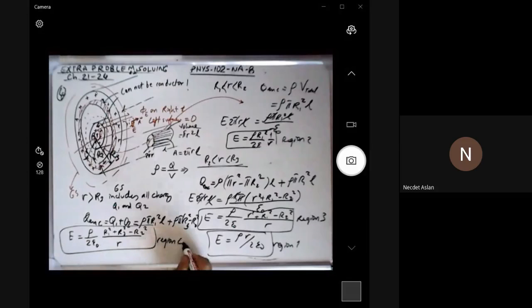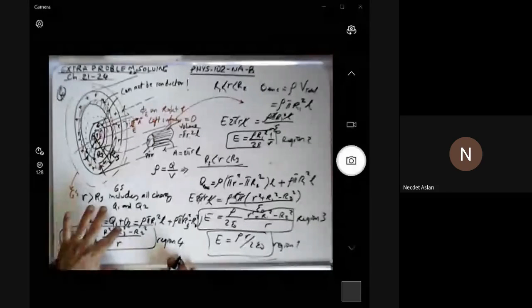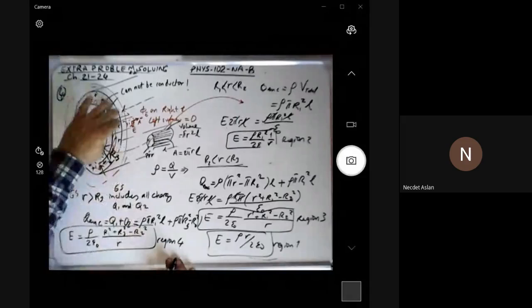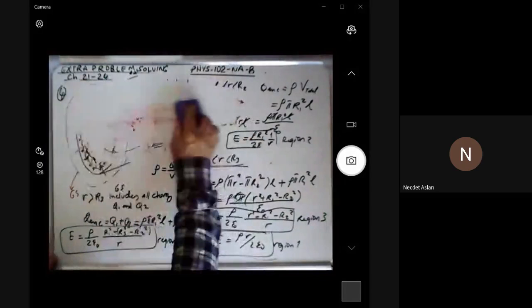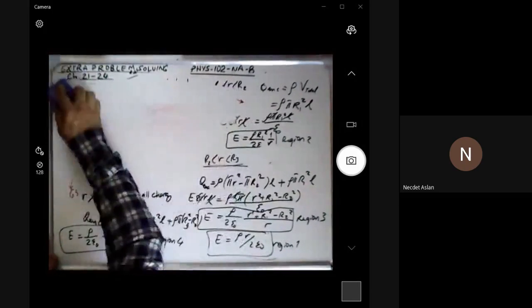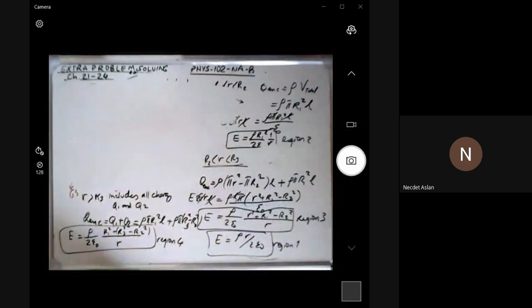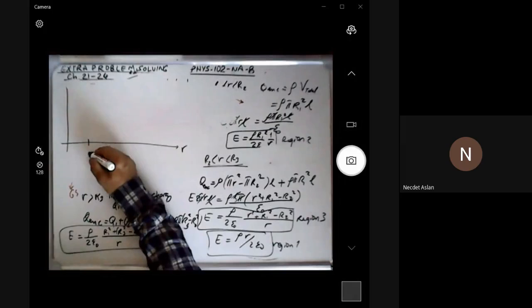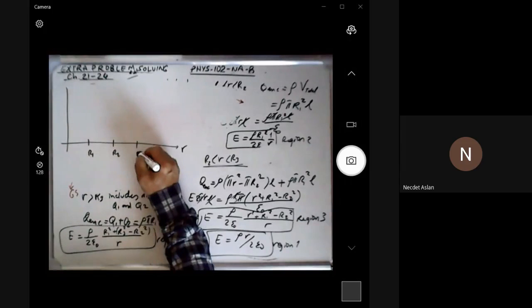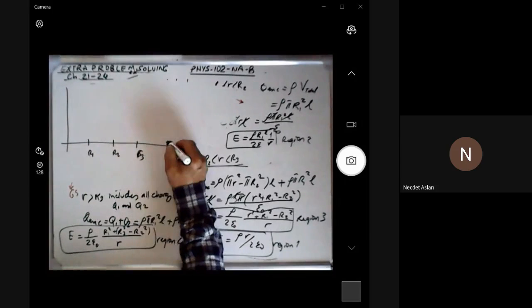As you see, region 4 included all these charges, but the second charge is included in this small area, which is defined as R3 squared minus R2 squared times pi. That is the reason that we wrote it this way. So now I would like to do the graphing business. How can we graph these functions as a function of R? We have to put R1 now, R2, R3, and outside.